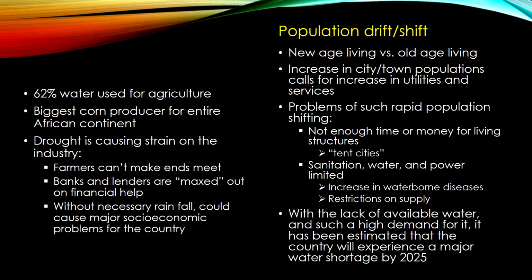Another factor that is a problem is this population drift that's happening. Right now, there's a change from the old age of living, which is a more rural livelihood, to the more new, modern age of living, which is moving to cities.